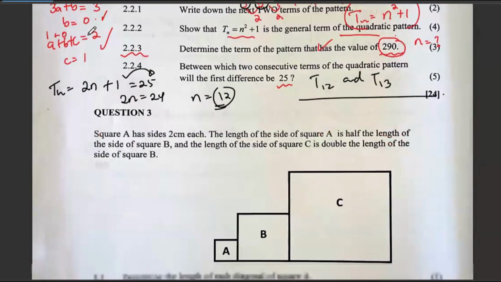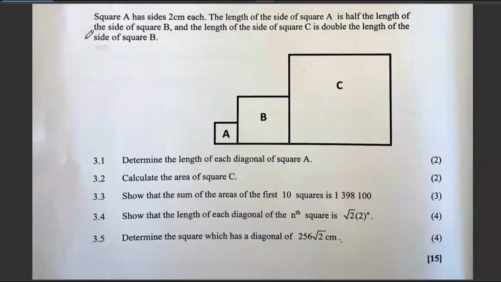Then question number 3. Square A has sides of 2 centimeters each. The length of square A is half the length of square B, and the length of C is double the length of B, meaning that B is half of C, and so on. Then the question is asking us to determine the length of each diagonal of the square.